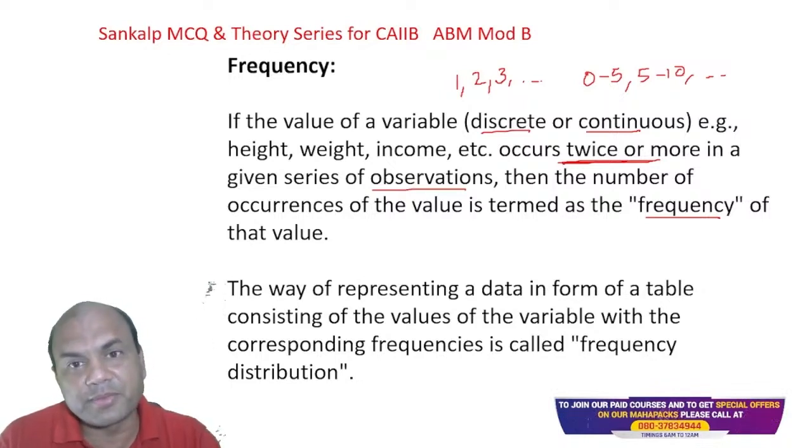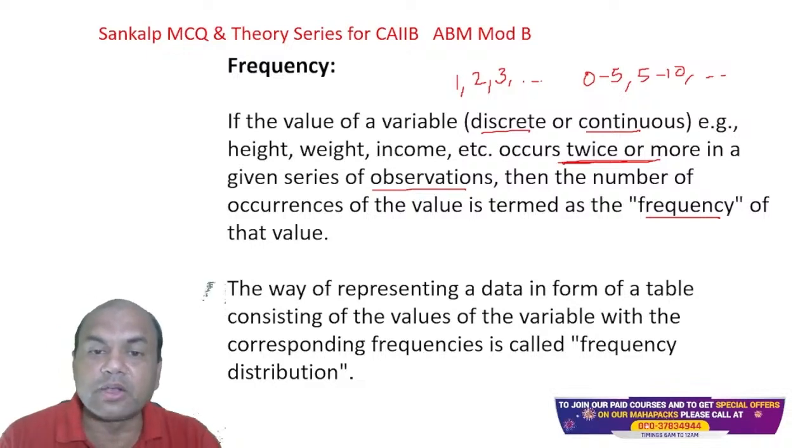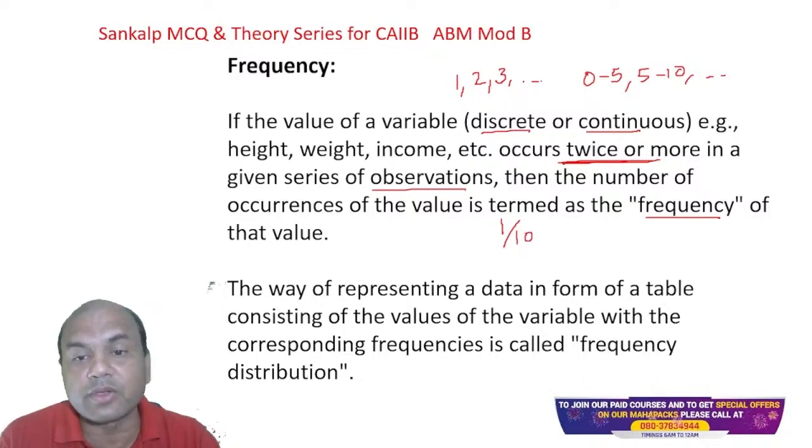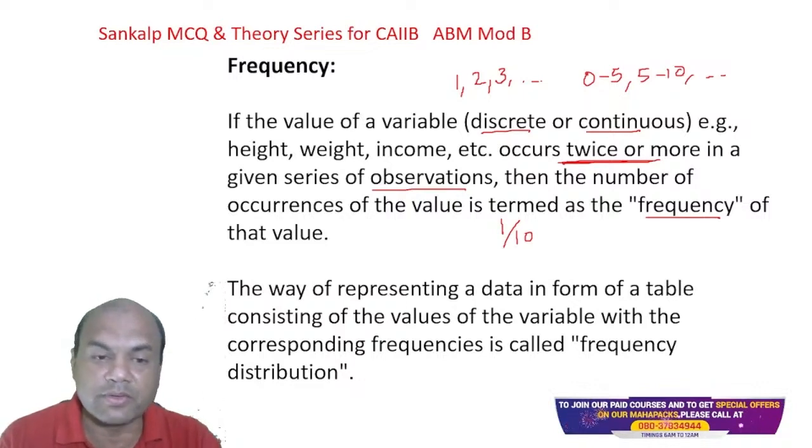So anything which appears twice or more will be called frequency. In exam, sometimes you get numericals also. In that numerical, the frequency is 1 upon 10, so that is the frequency, and in the numerical you can write it as 1. But remember, from the definition point of view, twice or more is known as a frequency.